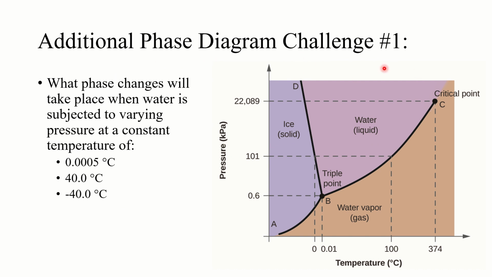Okay, then I've got two practice problems for you at the end of this lecture. First, we've got two phase diagram challenges for you. Here's your first phase diagram challenge. What phase changes will take place when water is subjected to varying pressure at a constant temperature of 0.0005 degrees Celsius, so maybe like right here, 40 degrees Celsius, so maybe somewhere around here, and negative 40 degrees Celsius, let's say maybe somewhere around right here. So see if you can come up with the answer for these three questions.